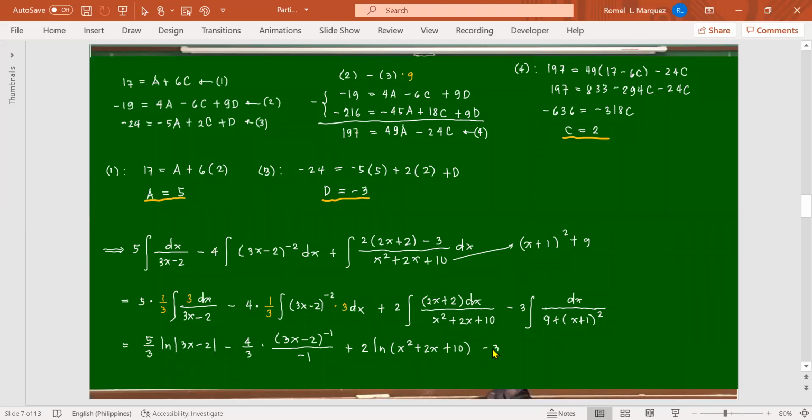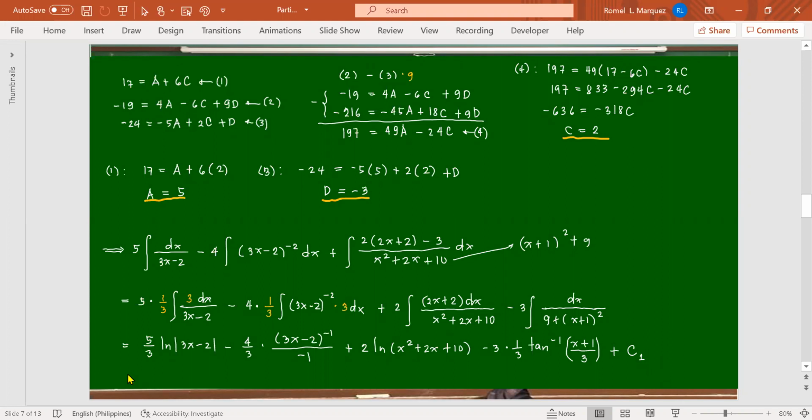And then minus 3 times 1 over 3. This is 1 over a arctangent of u over a, the integral of du over a squared plus u squared. This is my u, this is du. U squared, so my u is x plus 1, du is dx. And a is 3. So we have arctangent of x plus 1 over 3, then plus a constant of integration. The constant of integration, let us have C1 or K.